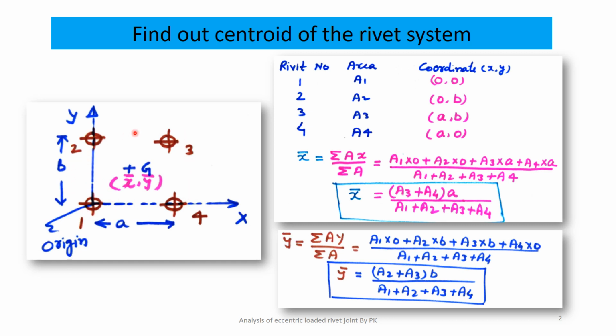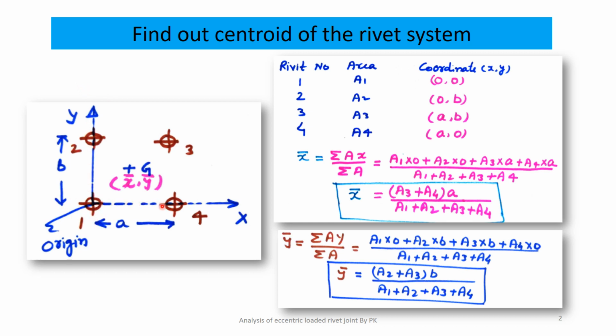The rivet system may be a square system as shown in the figure. It may be a rectangle system, a row pattern, a column pattern, a triangle pattern, or of any fashion basically. So let us first understand how to find it out. To find the centroid of the rivet system, first of all we have to locate the axes. We have to locate the x-axis and the y-axis basically.